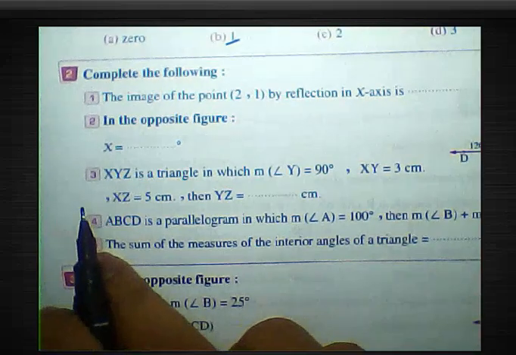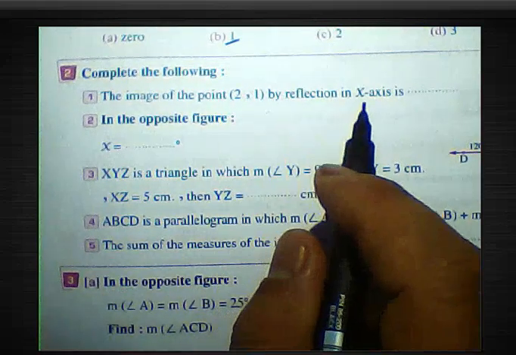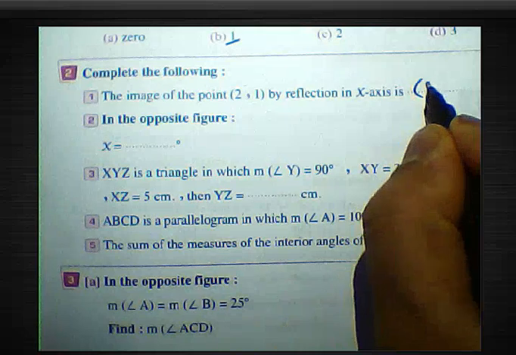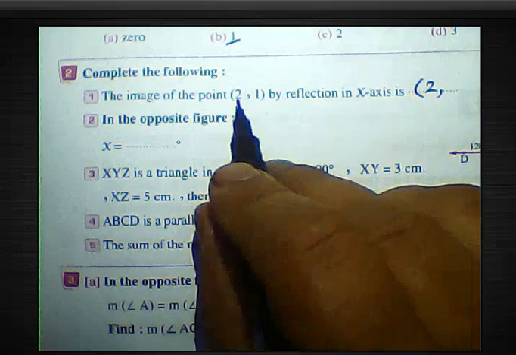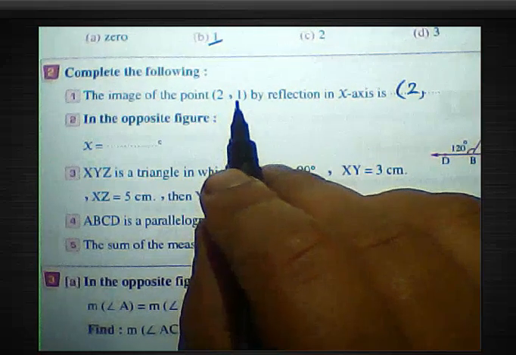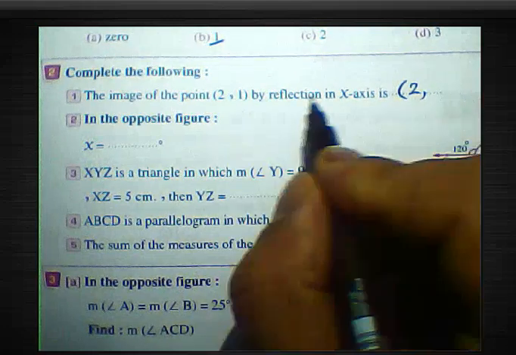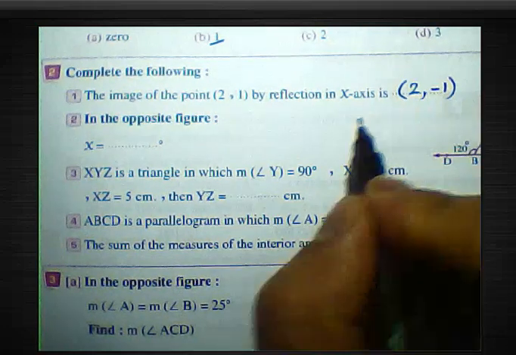Complete the following. The image of the point 2 and 1 by reflection in the x-axis. X-axis, we must put x here. Don't change the sign of x and change the sign of y. It will be 2 and -1.